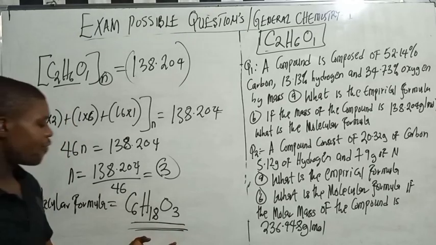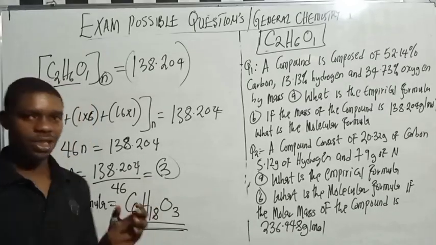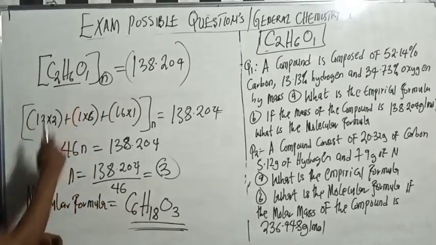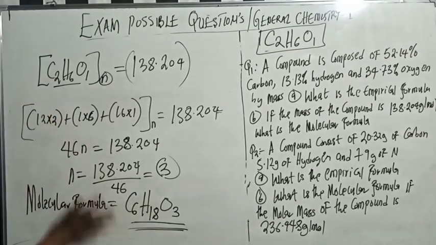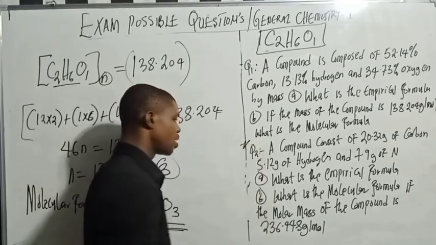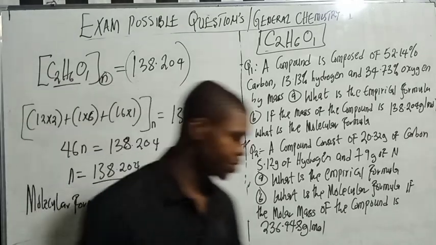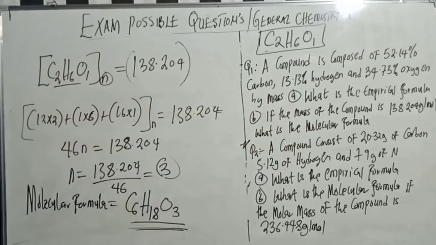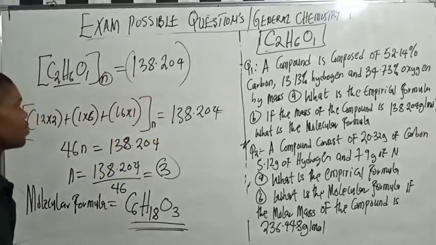The molecular formula is the actual ratio of atoms in the compound, while the empirical formula is the simplest ratio. That is the difference. So you can pause the video and try question 2 for me. Leave your answer in the comment section.